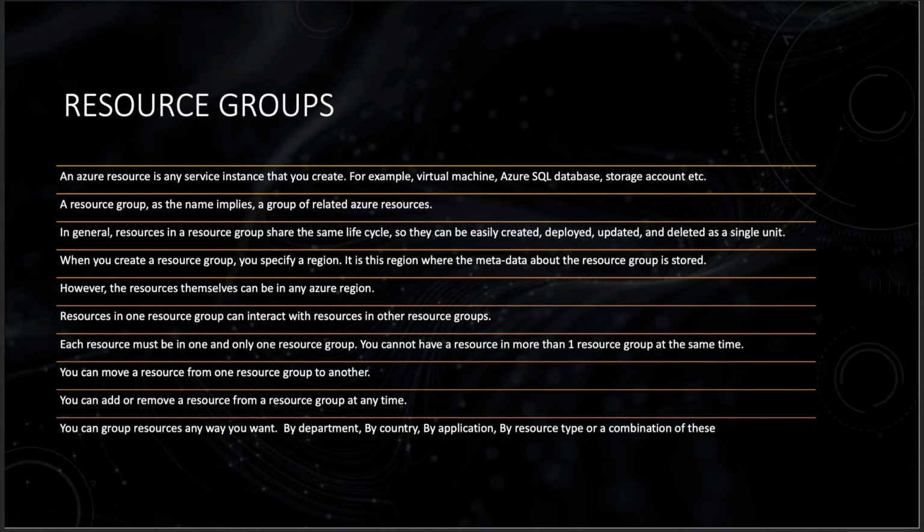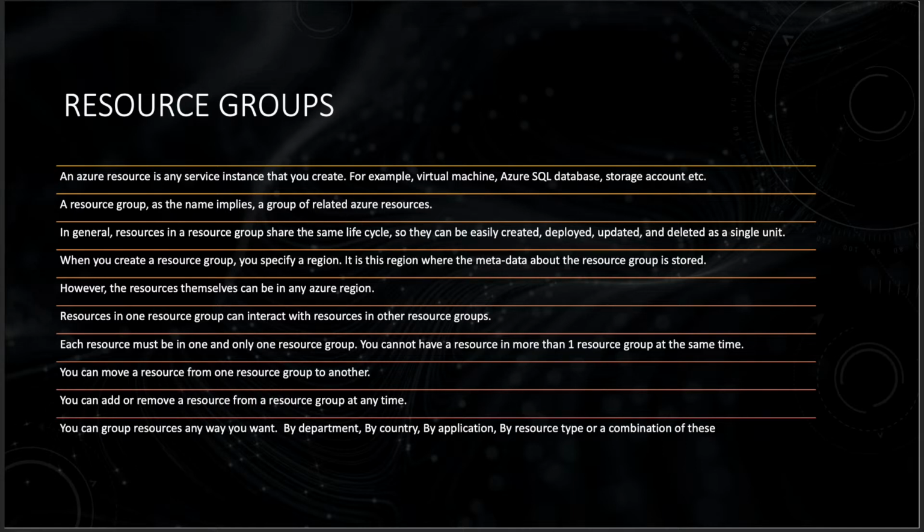Right? When you create a resource group, you can specify a region, and that region is where all the data about that resource group is stored. However, resources themselves can be in any Azure region. So you can take your application and spread it across multiple regions and across multiple availability zones, and they'll still be in one resource group.